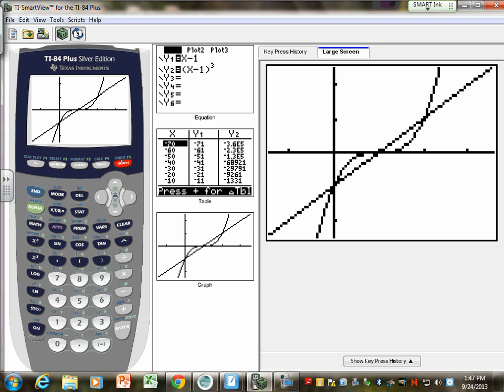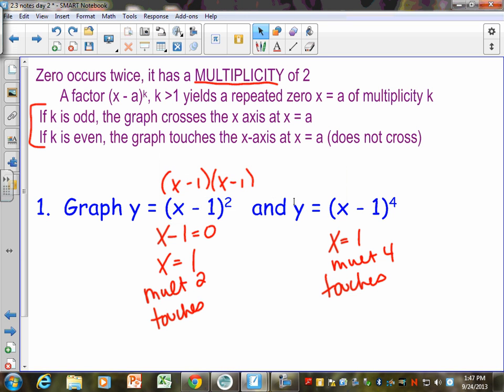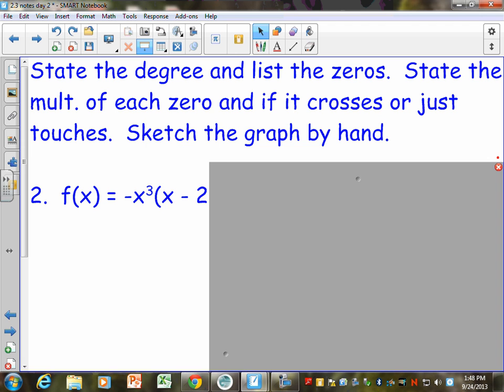All right. So let's graph. Oh no. This is what your homework says today. It says, and this is very similar to the test question, state the degree and list the zeros. State the multiplicity of each zero and if it crosses or just touches, and then sketch the graph by hand. And so we're going to do all of those things. It's up to you if you want to write all those directions down.